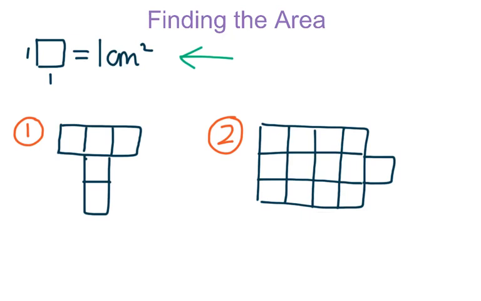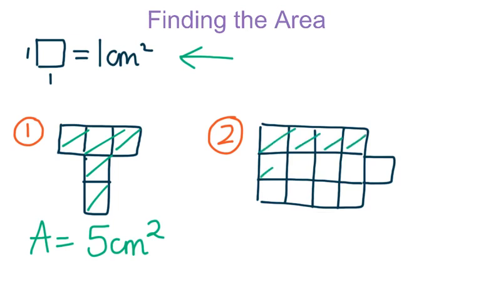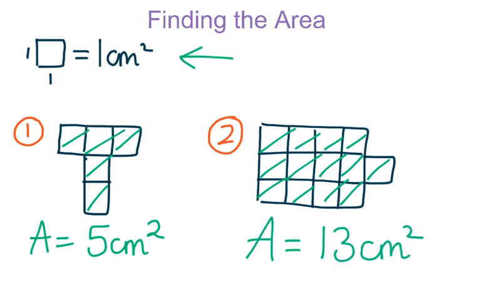Okay, well done. Now the first shape, what did you get as the area for that one? Let's check. We have a T shape here that is made up of 1, 2, 3, 4, 5 centimetre squares. And so our area is 5 centimetres squared. And the second one has 1, 2, 3, 4, 5, 6, 7, 8, 9, 10, 11, 12, 13 centimetre squares. So the area is 13 centimetres squared because that shape is made up of 13 squares where each square covers 1 centimetre squared.